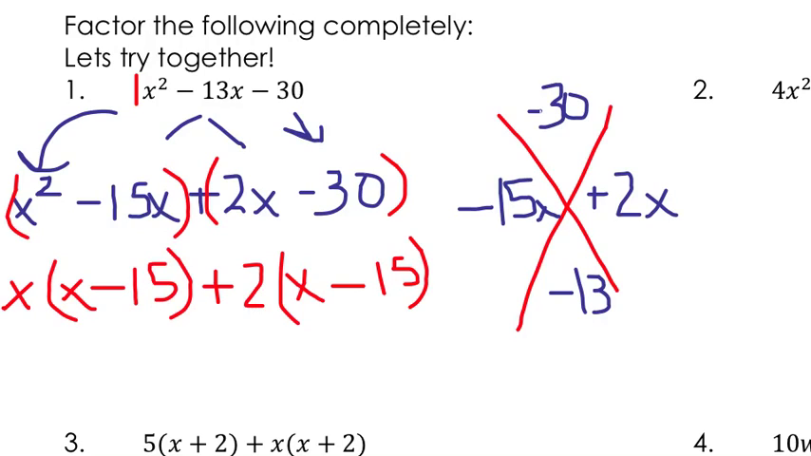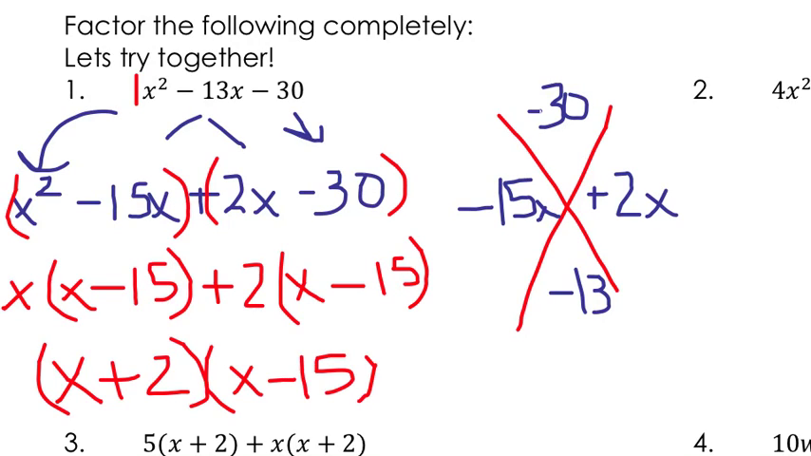And now we just need to write our final answer. So the fully factored version of this is just going to be take what's outside of my parentheses, my x and my plus 2. That's going to be my first bubble. Came from my x and my plus 2. And what I'm going to write second is just what we have in common. I have an x minus 15, so I'm going to write my x minus 15. And we have successfully factored our first question.